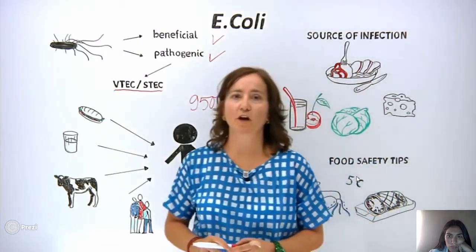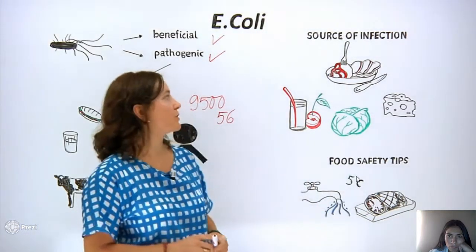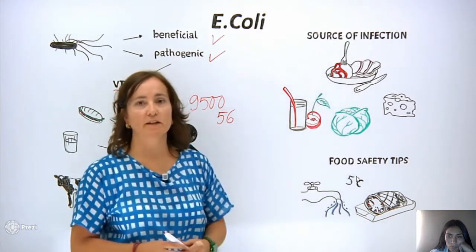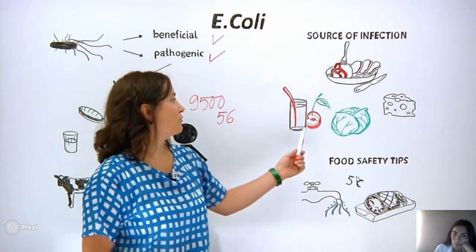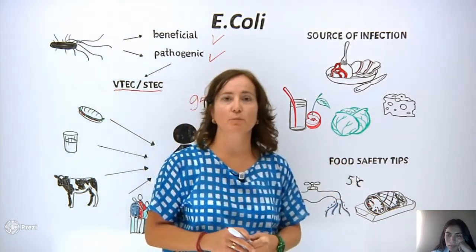Now in Europe, among animals and foodstuffs, VTEC was most commonly found in cattle and also in bovine meat. VTEC was also found on vegetables and fruits and also on dairy products made from raw milk.